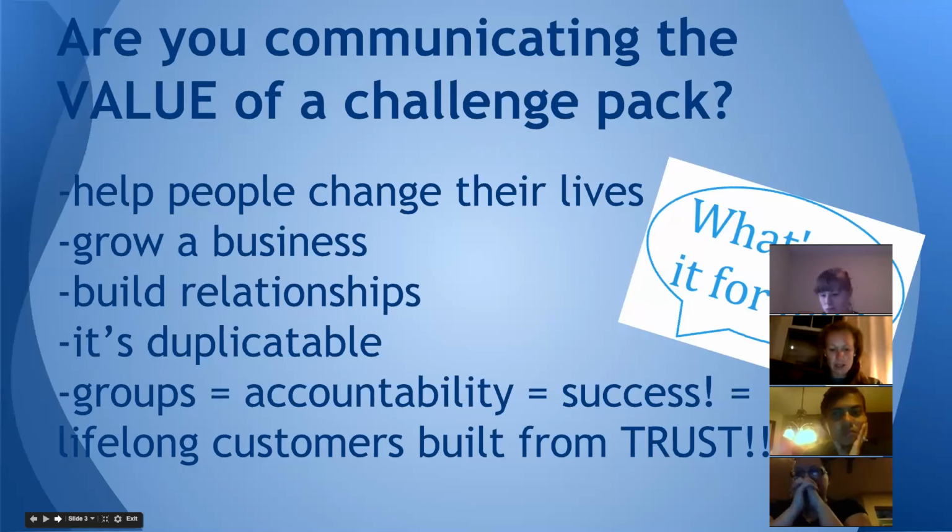So they're getting that. And then the biggest part is that they're getting a spot in your support group, and they're getting you as their coach. Do not leave that part out, because that is huge. You are super important in that part of the value of that challenge pack.